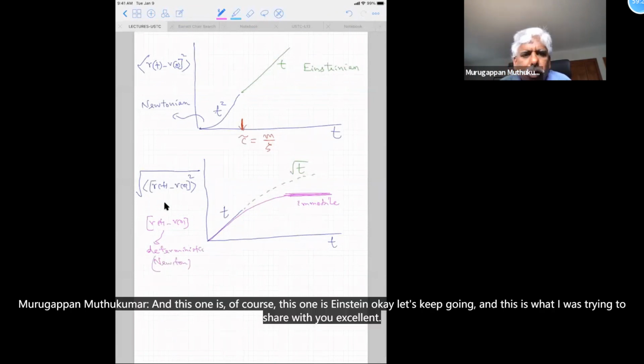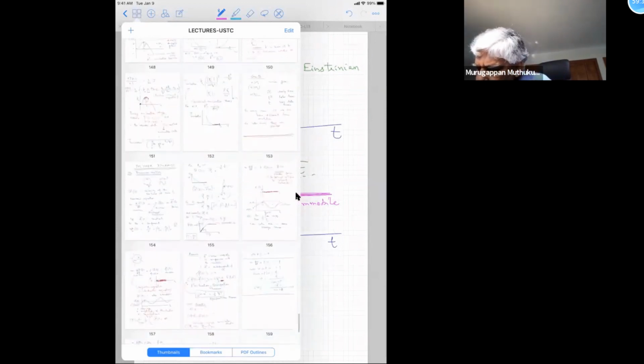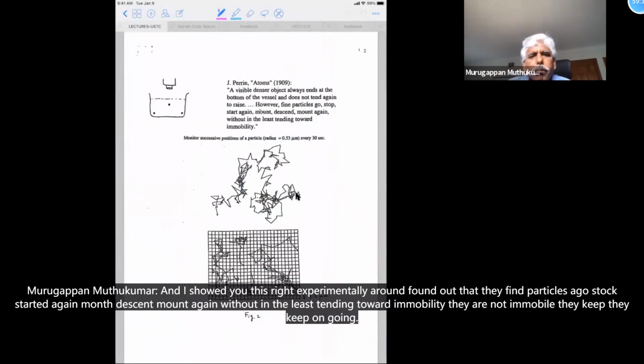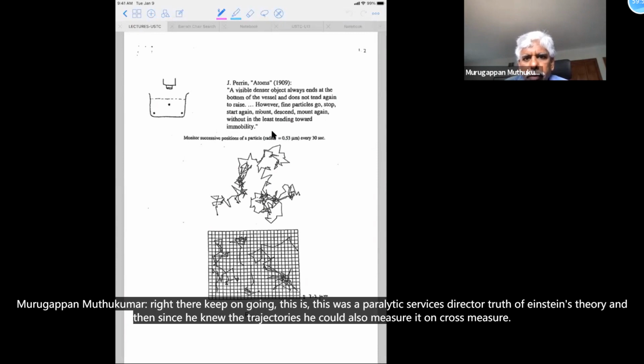And this one is, of course, Einstein. Okay, this keeps going. And this is what I was trying to share with you experimentally. Experimentally, Perrin found out that the fine particles go, stop, start again, mount, descend, mount again, without in the least tending toward immobility. They are not immobile, they keep on going. This was Perrin's experiment, a direct proof of Einstein's theorem.